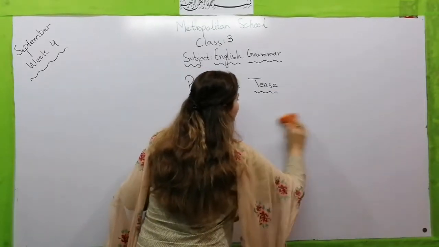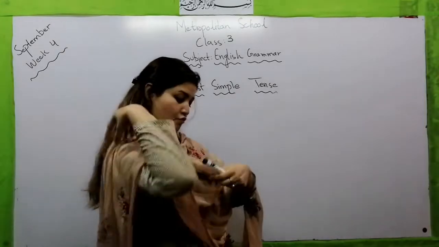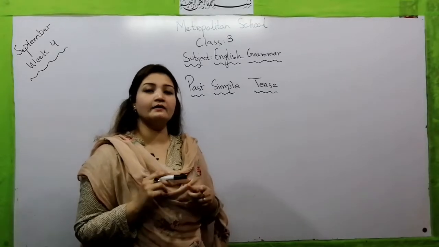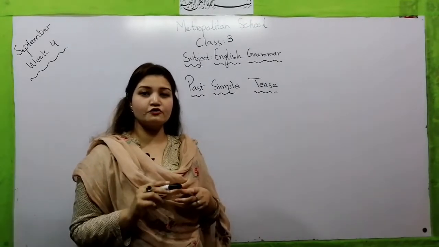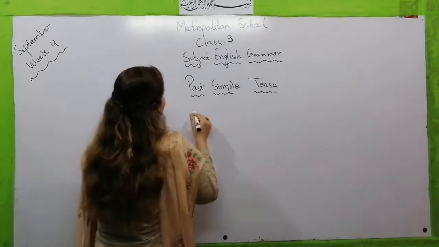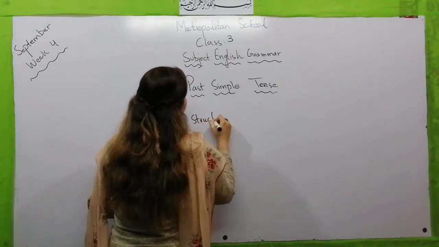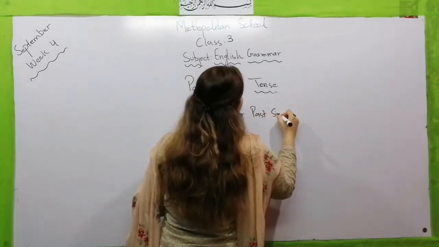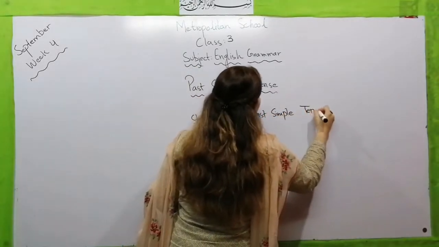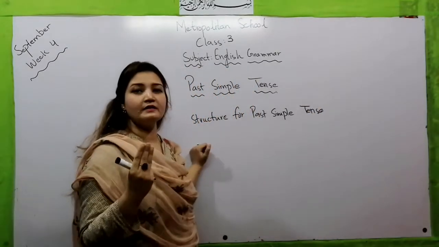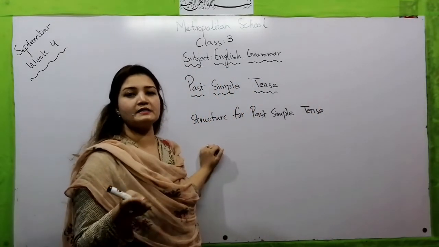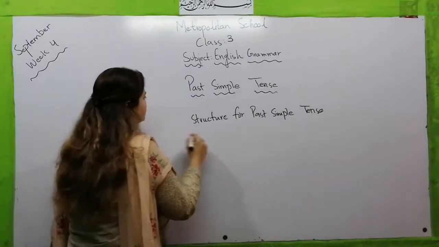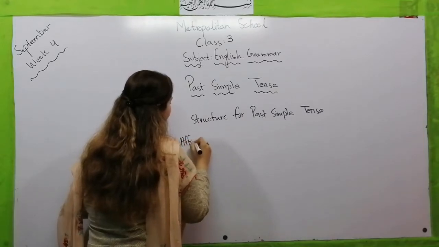As I have told you earlier, if you want to take command over tenses, you have to memorize and understand the table and structures of the tenses carefully. Structure for past simple tense. Basically, we have three sentence categories. The first one is affirmative, then negative, and then interrogative. So let's write the structure for the affirmative first.